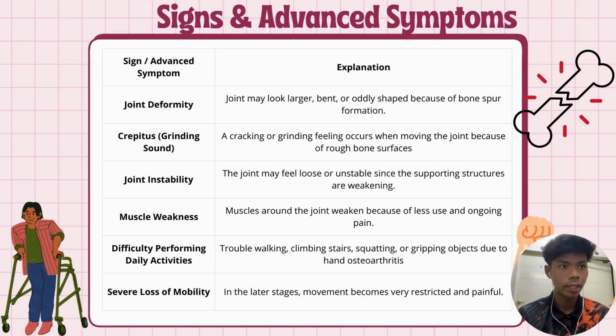Okay. And then the next one is muscle weakness. Muscles around the joint weaken because of less use and ongoing pain. And then difficulty performing daily activities. Okay, so trouble walking, climbing stairs, squatting or gripping objects due to hand osteoarthritis. And then the last one is severe loss of mobility. So in the later stage, movement becomes very restricted and painful.